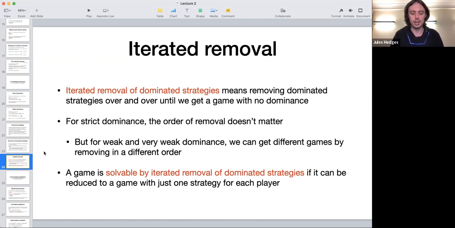So we get a solution concept out of this. We say that a game is solvable by iterated removal of dominated strategies, which is a bit of a mouthful, if by applying this procedure, we end up with a game that has only one strategy for each player, in which case it's reasonable to say that those strategies form the solution of the game.